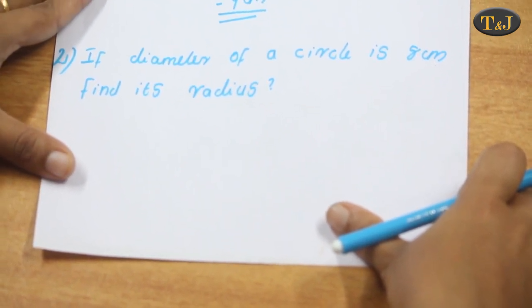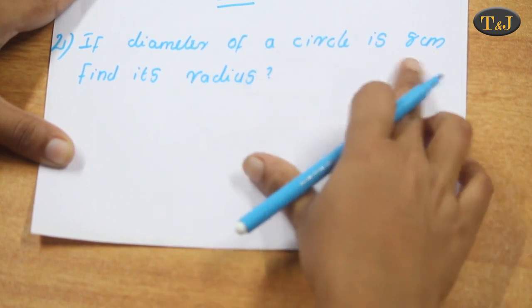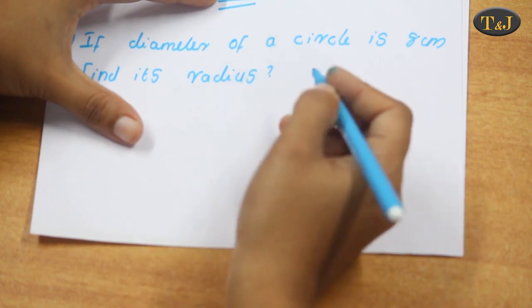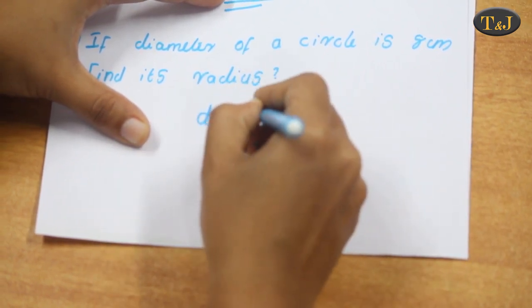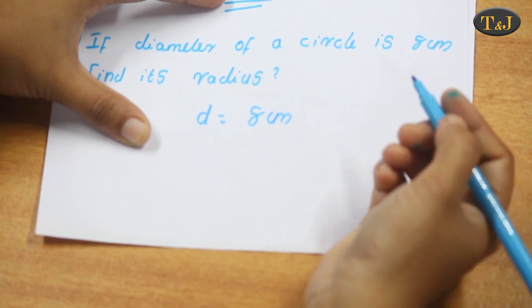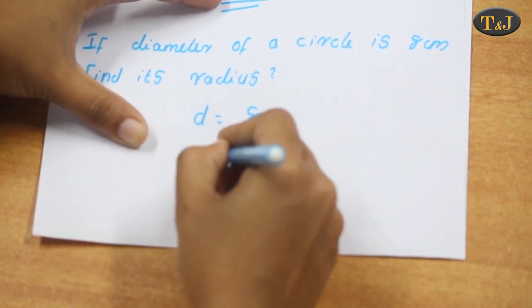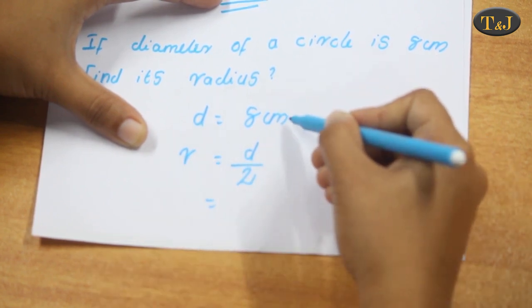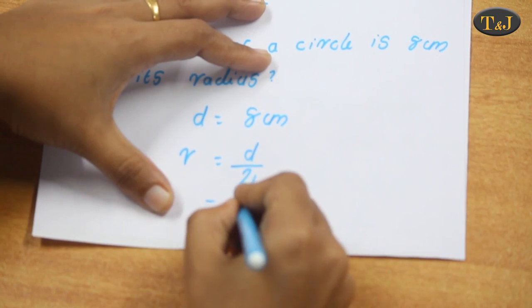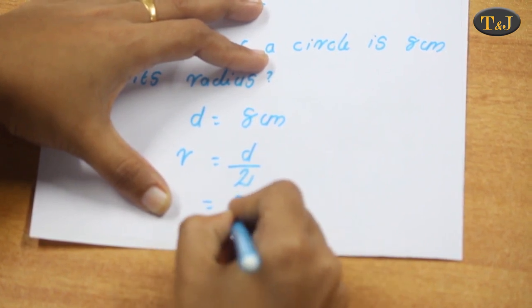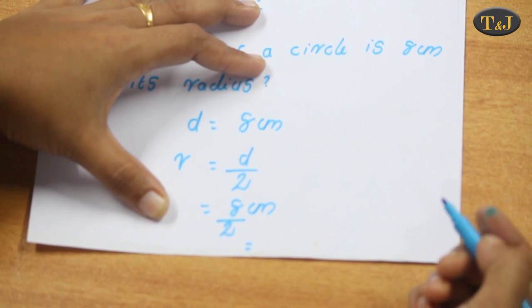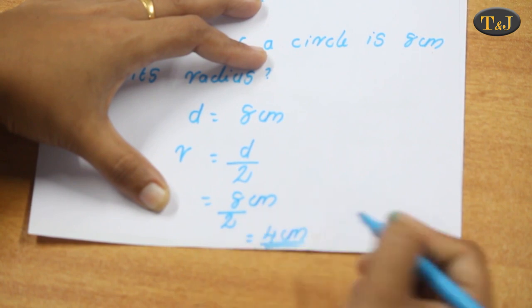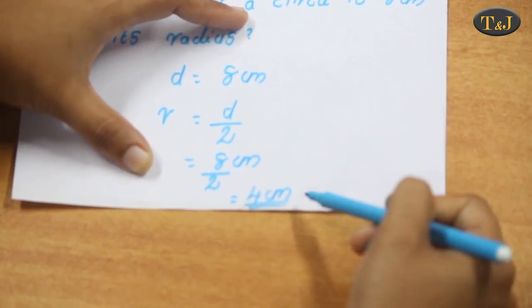Then one more problem. Given that the diameter of a circle equals 8 centimeter, find its radius. Then we write the diameter D equals 8 centimeter. Here we want to find out its radius. Then using the formula radius equals diameter by 2, in the place of diameter we substitute the value of 8 centimeter. So 8 centimeter by 2. In 2's table, we get the answer 8 as 4 times. So we get the answer of radius as 4 centimeter. Therefore, our radius equals 4 centimeter.